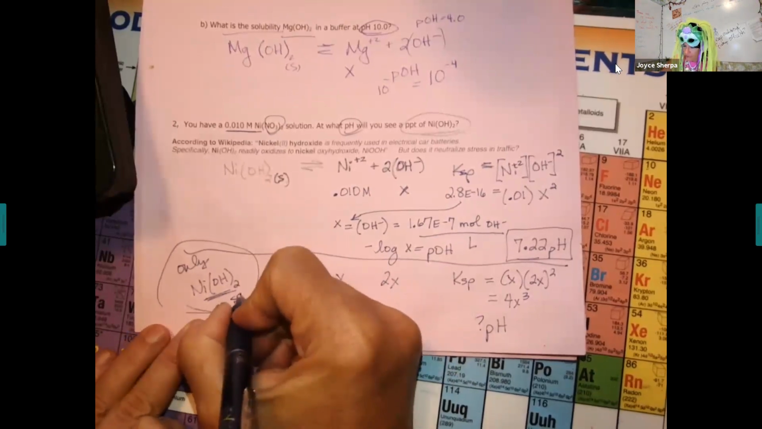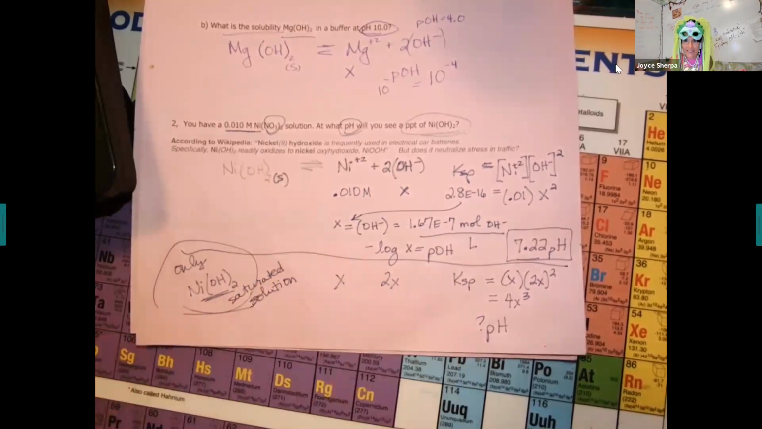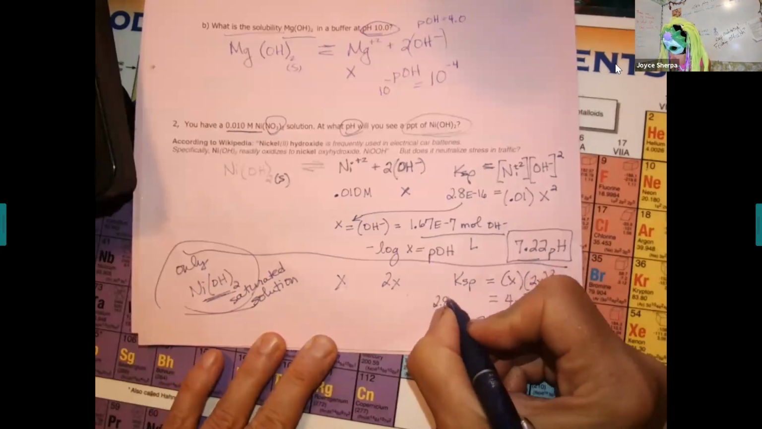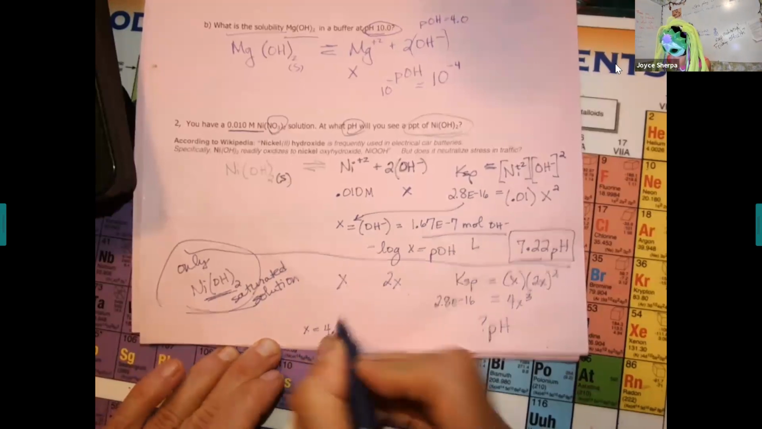So this is like we would have a saturated solution. It doesn't tell us how much is in there. It just says you have a saturated solution of nickel hydroxide. That means there's nothing else there. So what's the pH? You're using the same Ksp because it's still nickel hydroxide. I have for my X 4.12.